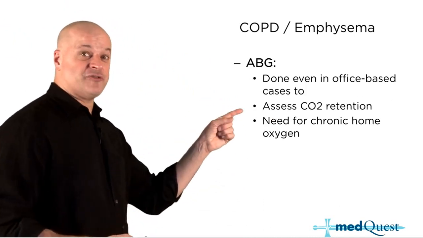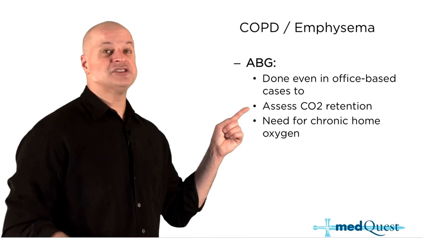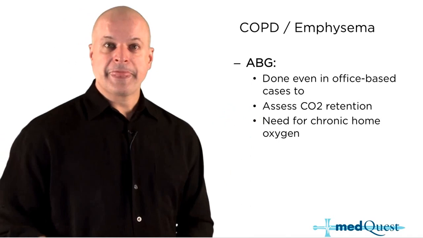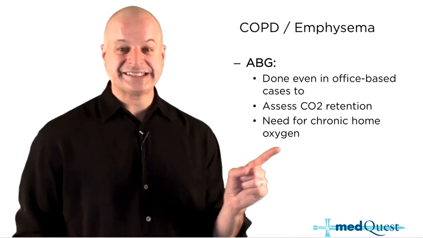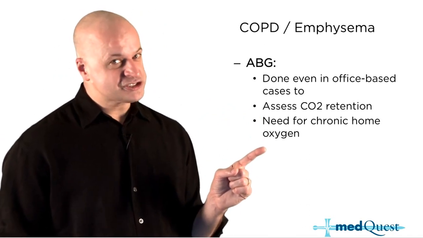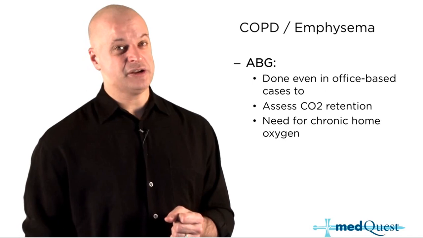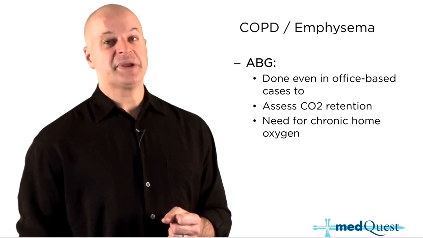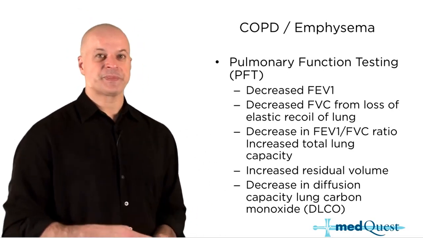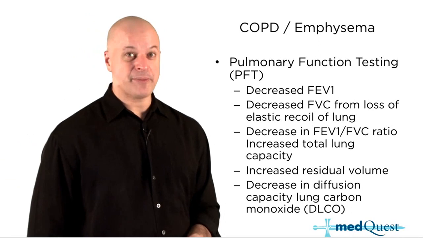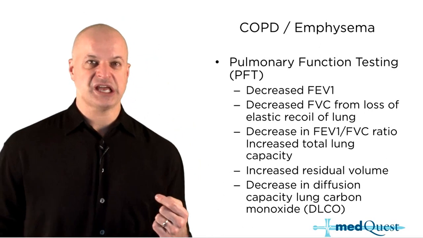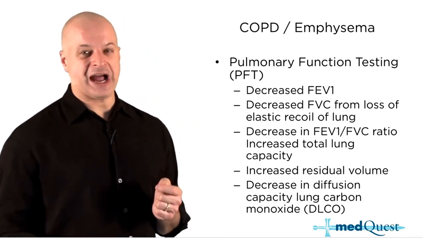Blood gas, even in office-based cases, because you have to assess CO2 retention and pH. You see, the other part is, it's only if the PO2 is less than 60 that you use home oxygen. PO2 less than 60 or saturation less than 90% for home oxygen. So that's why you have to have that blood gas to see if there's a PO2 less than 60 or a saturation less than 90% as indicating the need for home oxygen.